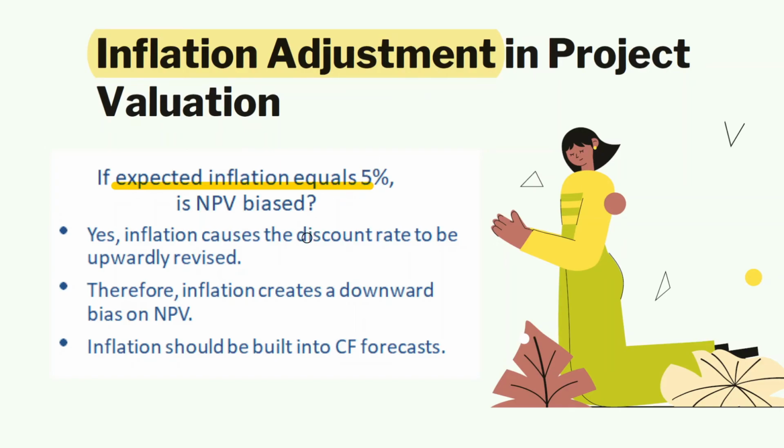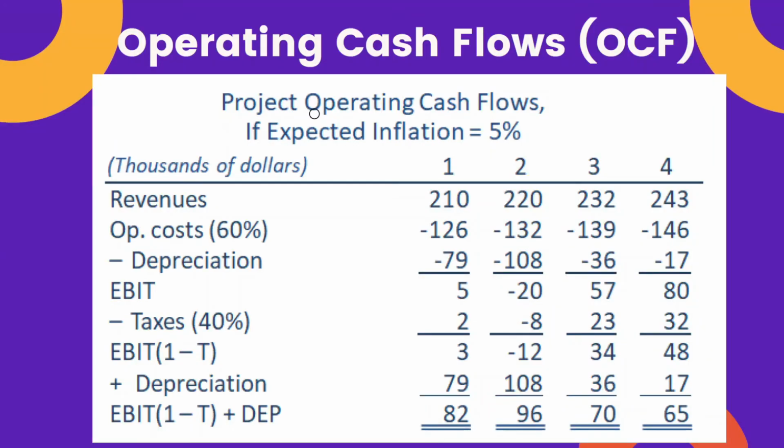Remember that the discount rate that we use is the nominal cost of capital. The nominal rate already incorporates inflation rate. What we need to adjust, or build inflation into, is the forecasted cash flows from the project. We do this by revising the calculations of operating cash flow each year. We expect the inflation rate to be 5% each year.